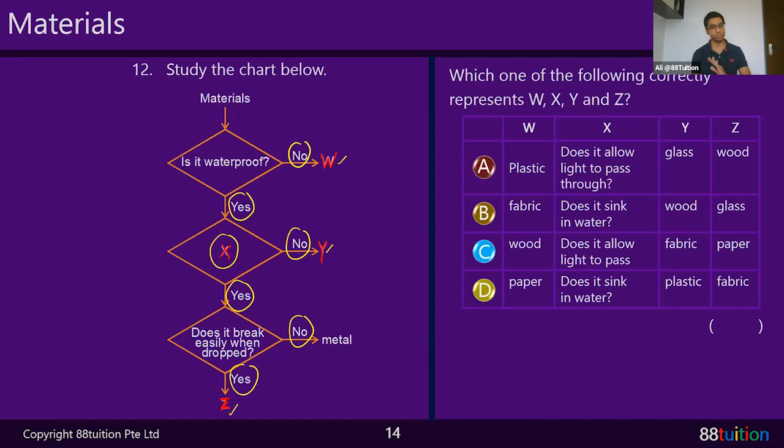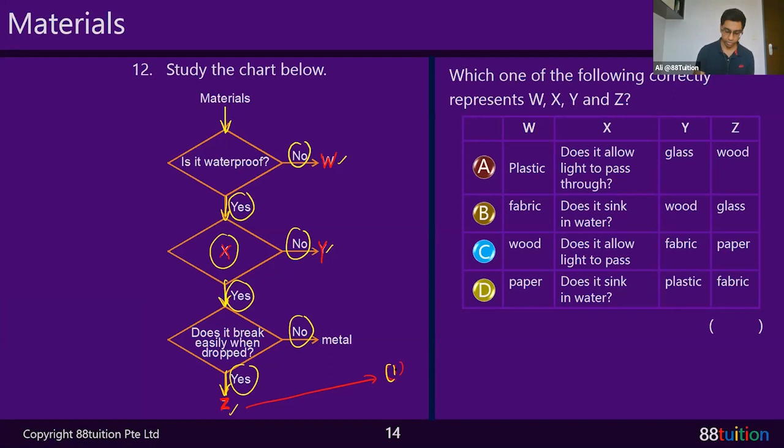If I go to the first one, it only answers one question. Is it waterproof? No. There are many things in the world that are not waterproof, and it's very hard to find, right? But Z answers many questions. How many questions did it answer? The first question it answered right from the top because it came down this way. One, two, it survived all rounds and ended up here by answering yes to all the questions.